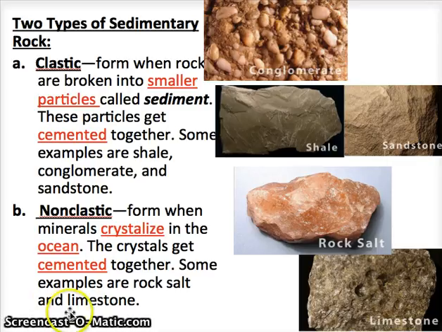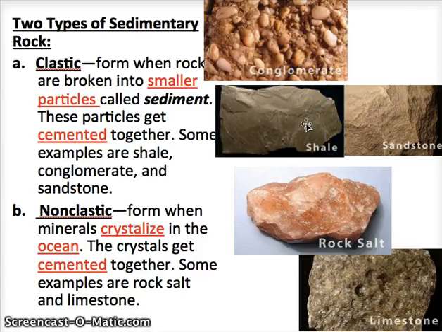The first type is called clastic. Clastic sedimentary rocks form when smaller particles called sediment get cemented together. Some examples are conglomerate, shale, sandstone. And you can see the differences between these rocks are the sizes of the particles. Conglomerate rocks have really large sediments, whereas shale has very fine sediments.